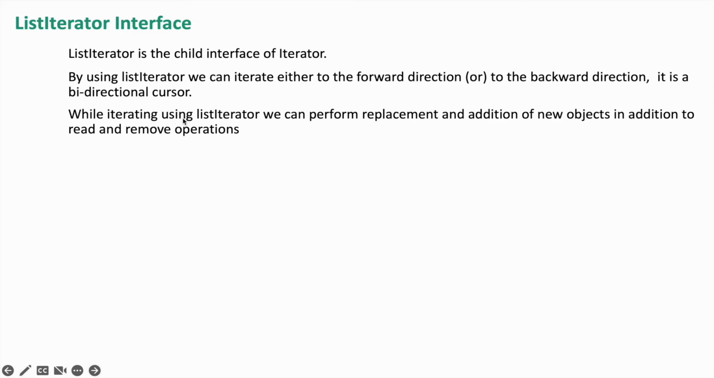While iterating using ListIterator, we can perform replacement and addition of new objects in addition to read and remove operations. By using the Iterator interface, what can we do? We can read as well as remove the objects. But by using this ListIterator, along with that we can perform read operation, remove operation, replacement operation, and addition operation. Addition operation means we can add the elements also.